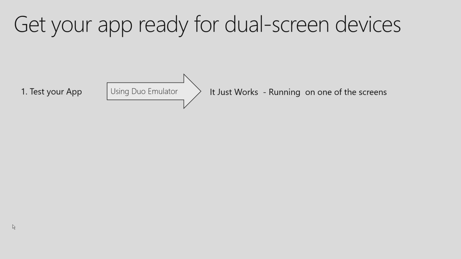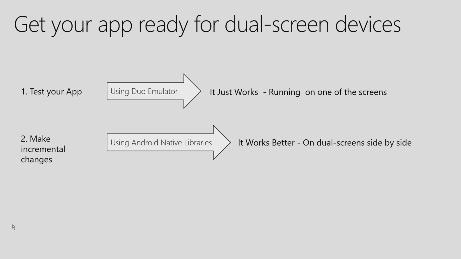Now, once you're ready to get your apps updated for dual screen devices, we have a couple of steps that we suggest. First, download the emulators that we just looked at and test your app. Use it in single screen mode, both in portrait and landscape, to verify it works well. And then try spanning it across the screens and start to think about how you might enhance that experience.